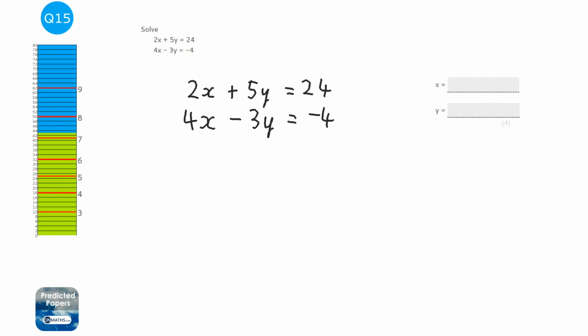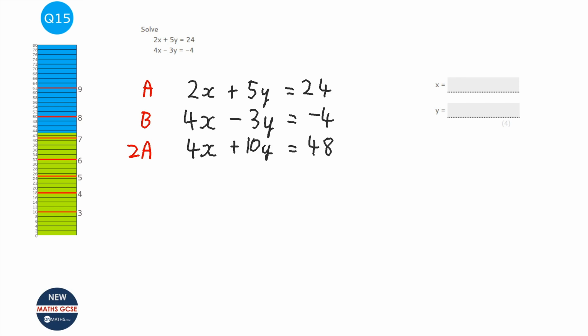Now looking at this, and I'm going to label these A and B. Looking at this, if I double A, then the x's would become the same because they both have a coefficient of 4. So what I'm going to do now is I'm just going to write 2A. So I'm going to double everything in A. So double the 2x to make 4x to make the x's the same. Double the 5 before the y, so that's 10y now. And double the 24 to make 48.